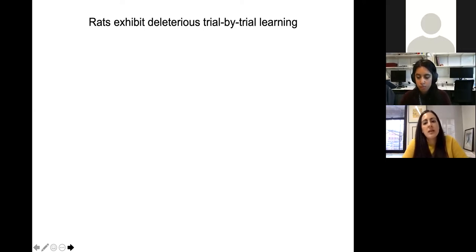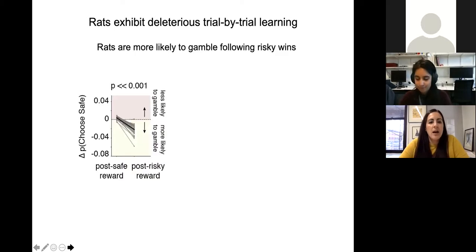And so using things that happened on previous trials to update your strategy is actually bad. But the rats nonetheless do it. Humans do the same thing. And so an additional bias that the rats exhibited is what we ended up calling the risky win stay bias. So they're more likely to gamble following risky wins. And so that's shown here.